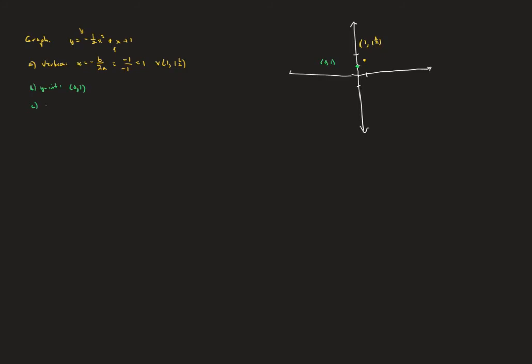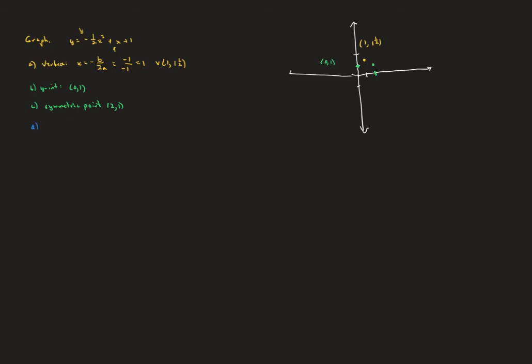Let's kind of build on this and get our symmetric point that comes hand in hand with our y-intercept. So we can see that on the other side of the vertex from the y-intercept there's going to have to be another point. That's what we're calling the symmetric point. And so it's going to have coordinates (2, 1).